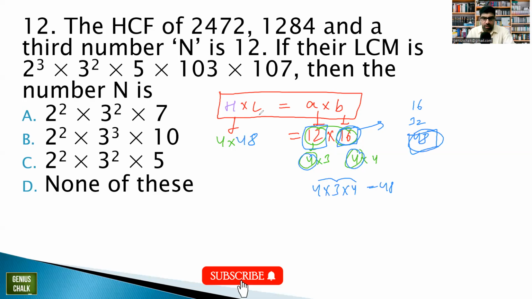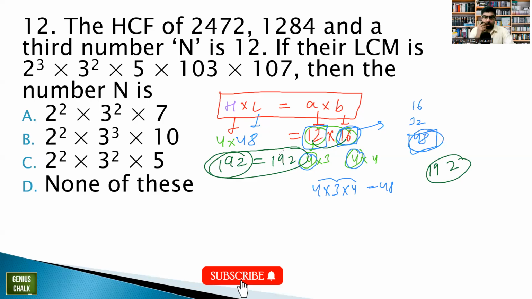That means I can write HCF into LCM. If you find the product in both these cases, you will find an interesting thing: this is going to be 192, and the product of 12 and 16 is also 192. You can see both the products are equal. That means this formula always holds for all numbers. So the same formula I have to apply in this question.